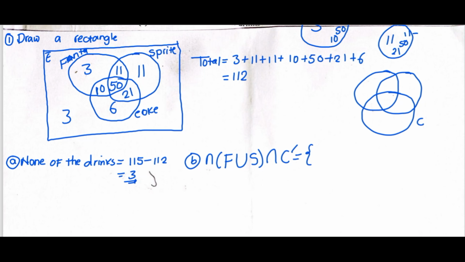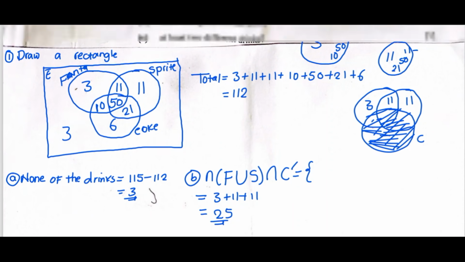So since the Coke is not needed, if we are to shed this, I'm shedding this so that I remove C. We can see the numbers that are remaining. So it's 3, 11, another 11. So that is it. That will be our answer. So it's 3 plus 11 plus 11. 11 plus 11 is 22 plus 3, 25 students that took Fanta and Sprite but not Coke.